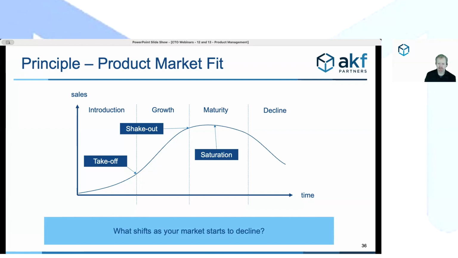And then lastly, in the decline, you start wanting to save costs. So at that point, are any of you in the decline phase in a market today? Hopefully not. It's not a fun place to be. Good. Nobody claims the saturation or decline.